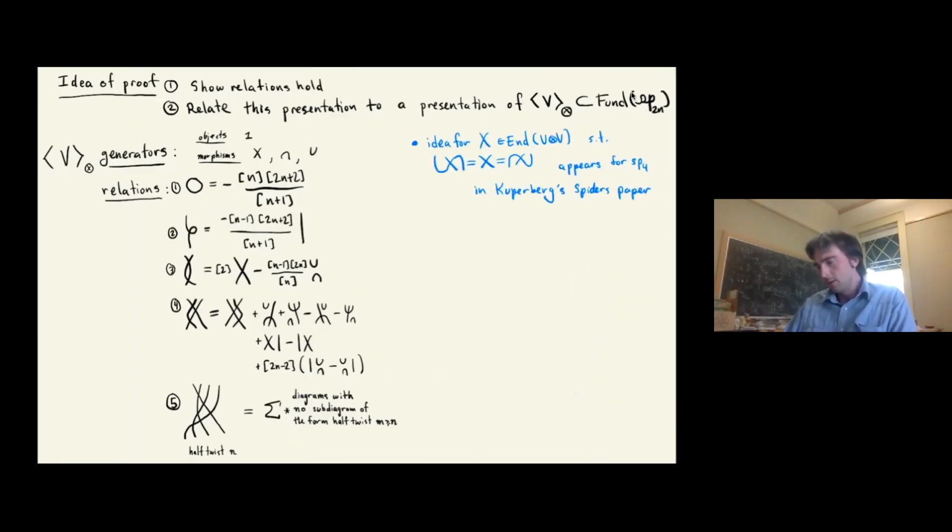So I just want to say the idea for this X map in End of V tensor V: remember in Cooperberg's Spider paper, he studied Sp4, and we're working in Sp2n. And actually, this idea for this specific map already appeared there.